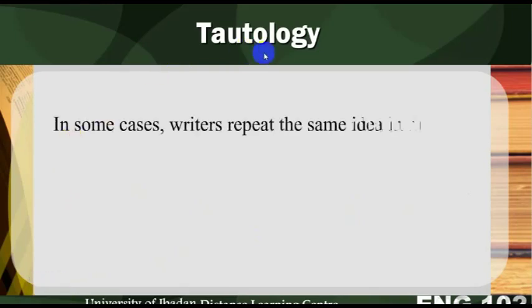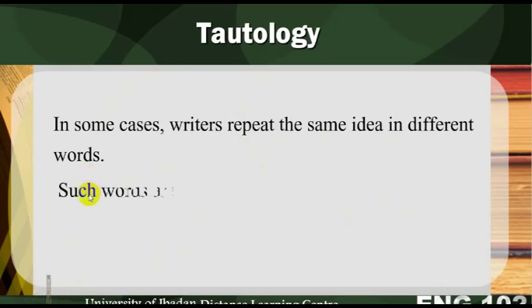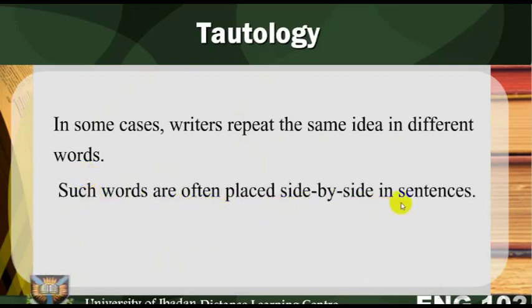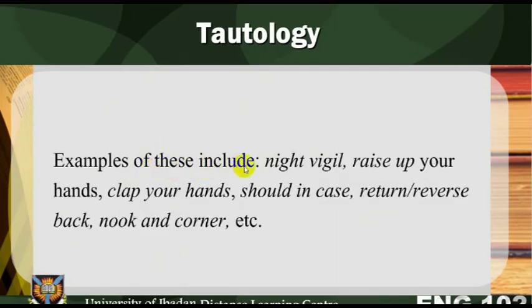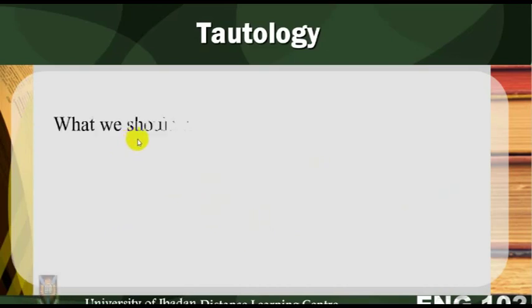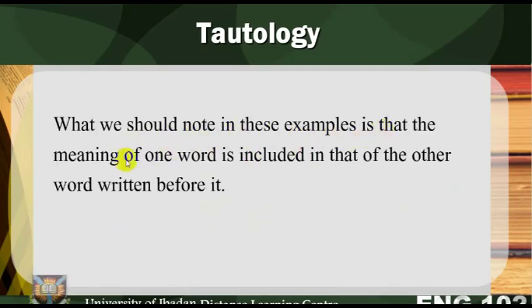Tautology. In some cases, writers repeat the same idea in different words. Such words are often placed side by side in sentences. Examples of these include night vigil, raise up your hands, clap your hands, should in case, return, reverse back, nook and corner, etc. What we should note in these examples is that the meaning of one word is included in that of the other word written before it.